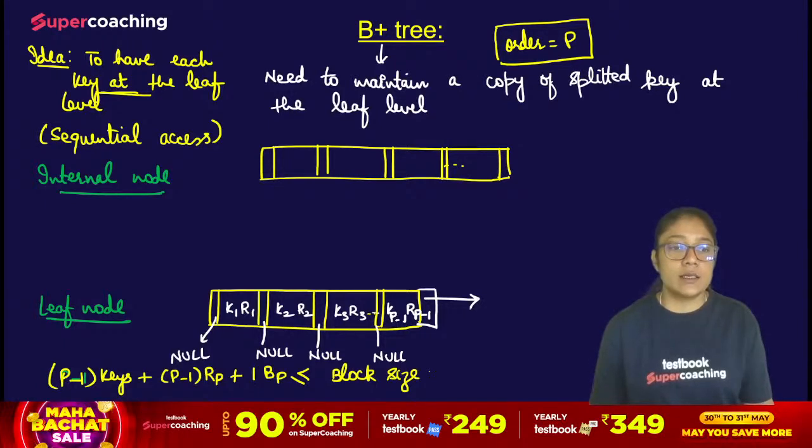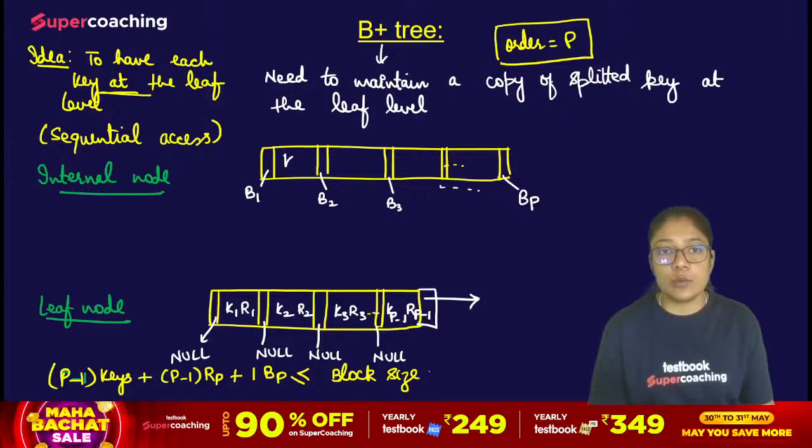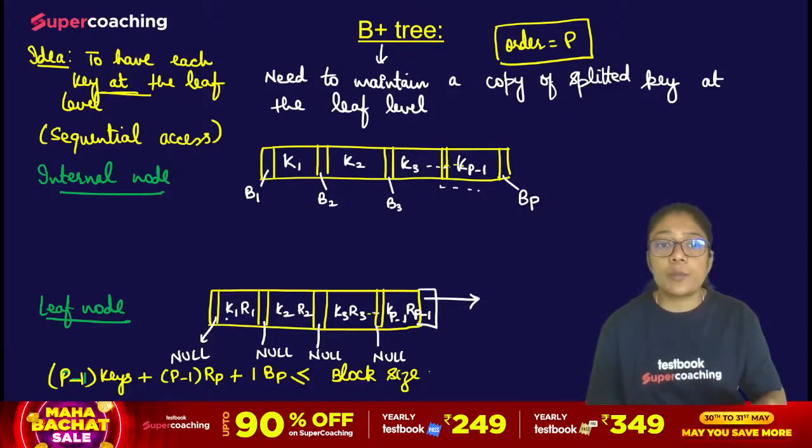So let's consider this is block pointer 1, block pointer 2, block pointer 3. Like this, we will be having P block pointers. This is key 1, but here we will not be maintaining any record pointer. Key 3 and so on up to kp minus 1. ये जो internal level पे आपके पास keys आ रही हैं, इन सबकी copy already हमारे पास leaf level पे है. That's why along with the key, we are not taking the record pointer at the internal level.